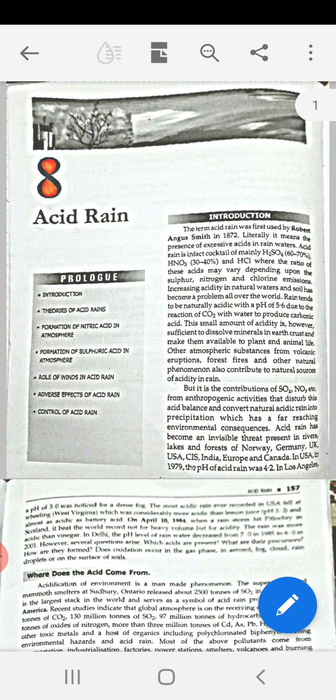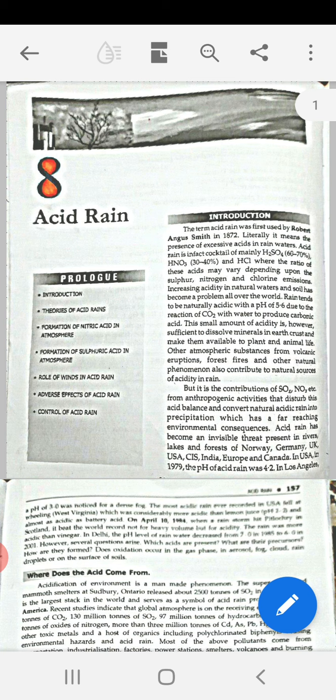Europe, and Canada. In USA, in 1979, the pH of acid rain was 4.2. In Los Angeles, a pH of 3.0 was notified for dense fog. The most acidic rain ever recorded in USA fell at Wheeling, that is in West Virginia, which was considerably more acidic than lemon juice with pH of 2.2 and almost as acidic as battery acid.